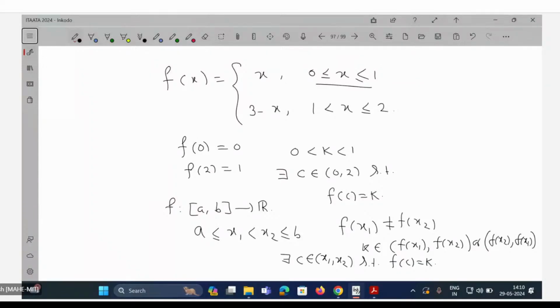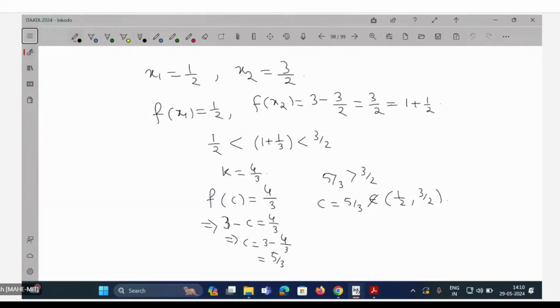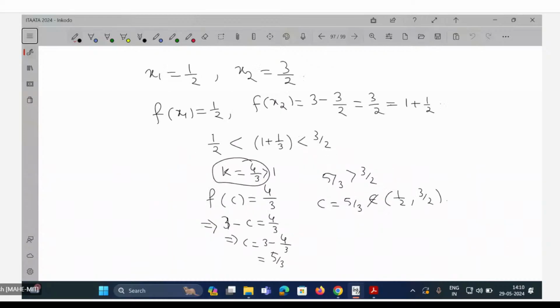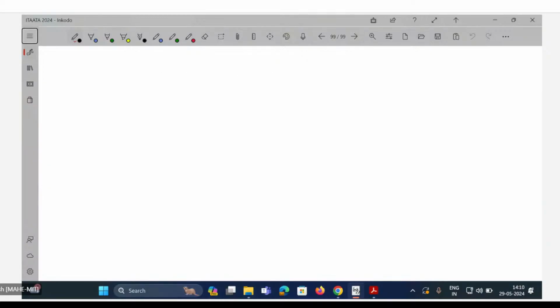What is the 4? A is your 4 by 3. So obviously this is greater than 1. So c cannot be a number in between 0 and 1, because it's mapping to x. So therefore it should be of this form. Okay, so I'm not proving that this function has intermediate value property, but this is an example.